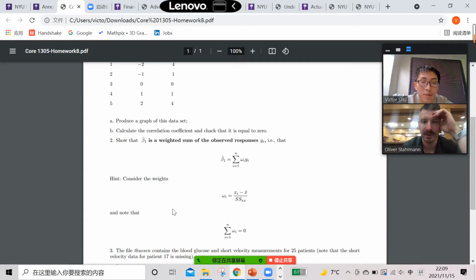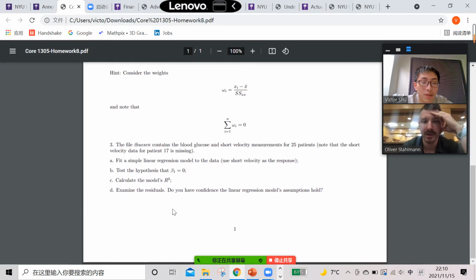Okay, so no matter what, can I share my screen? I expect you to calculate using formulas and by hand for the first question. But for the third question, you can do it using software, any kind of software.